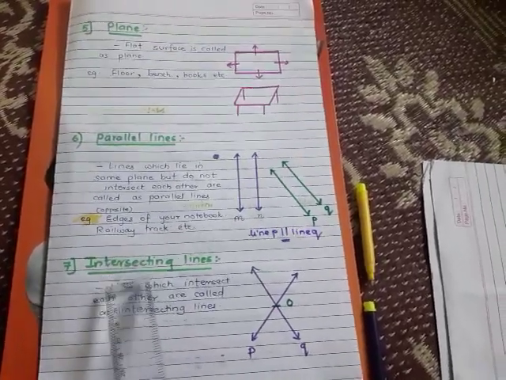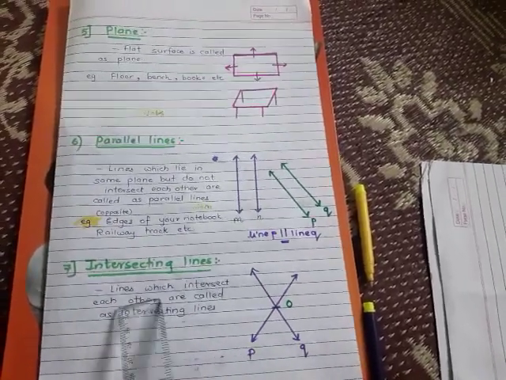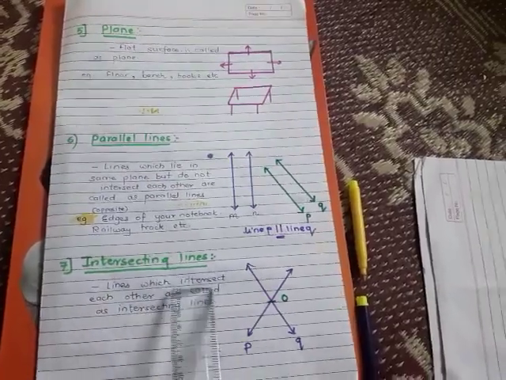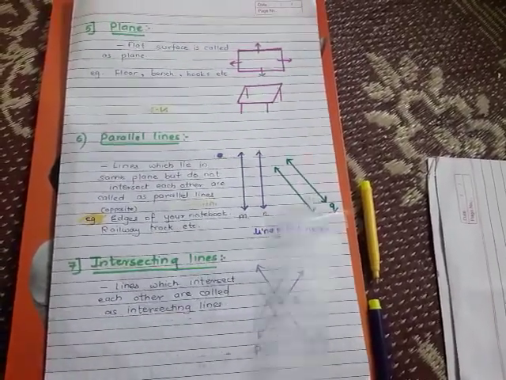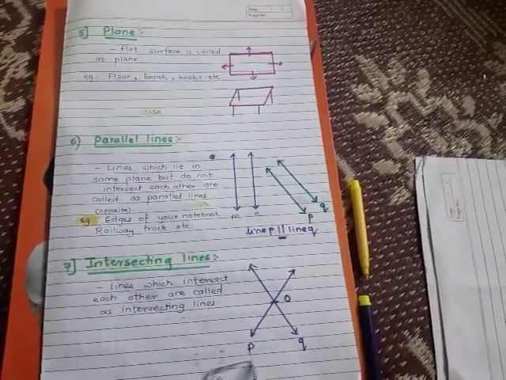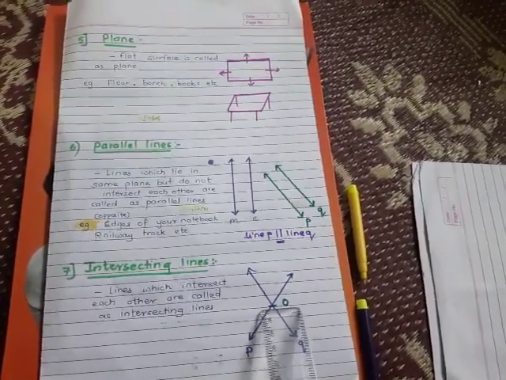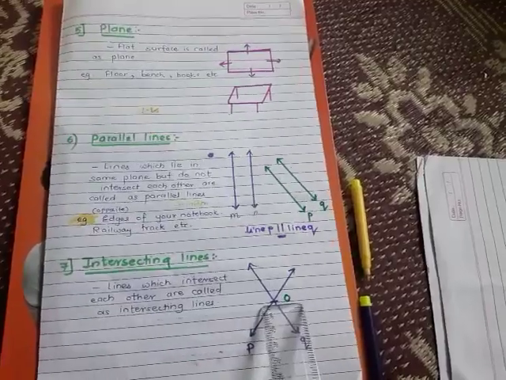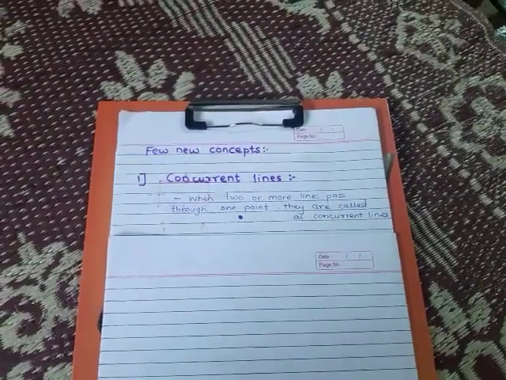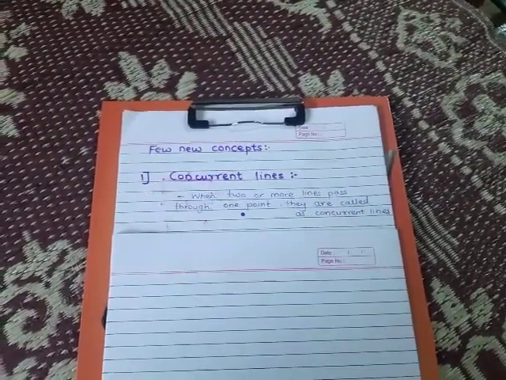Now the next point is intersecting lines. Intersecting lines are lines which intersect each other. You can see over here line P and line Q are intersecting at point O, so they are said to be intersecting lines. Now there are a few new concepts for you in your syllabus.